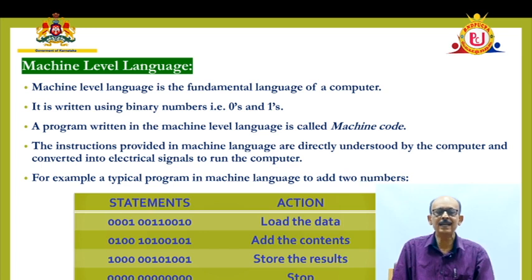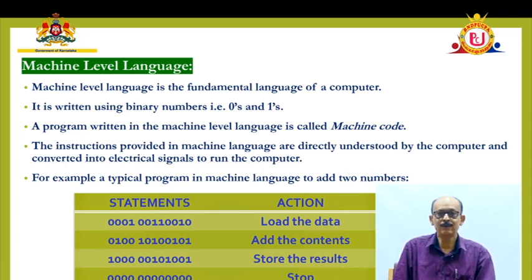But actually speaking, each instruction will have two parts. One is called the opcode. The other one is called the operands. What is to be performed is called the opcode. Some examples are given in the table. The statement says 0001 and a set of zeros and ones. Load the data is the meaning of that. Where to load the data, how to store the data, what is to be added, how to store the result.